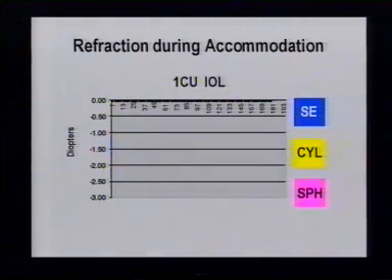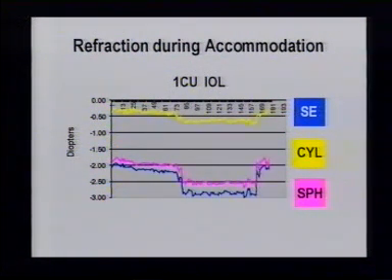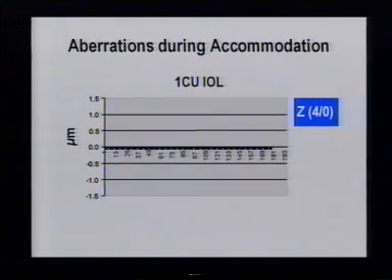This dynamic wavefront is an example of a pseudophakic patient with a 1CU lens. Although being pseudophakic, the refraction shows an amplitude during accommodation in sphere of about 0.75 diopters and a slight change in astigmatism. The spherical aberration, and therefore Zernike 40, does not change, since the curvature of the lens is not affected by the antero-posterior movement of the IOL.